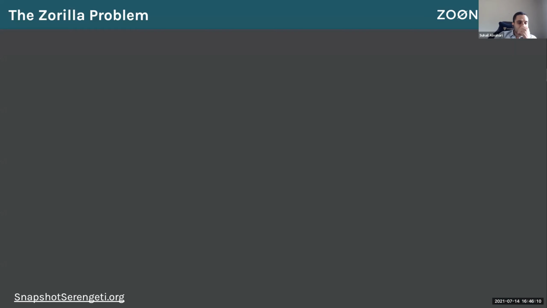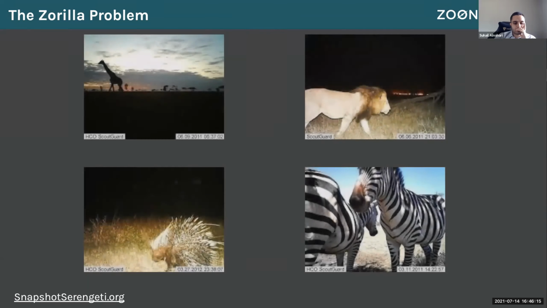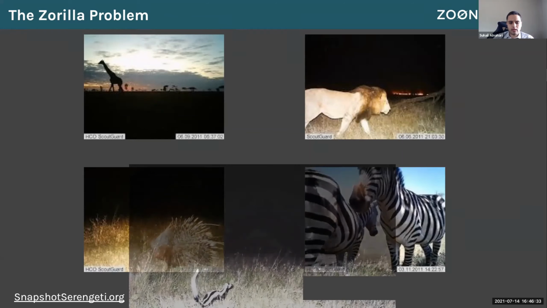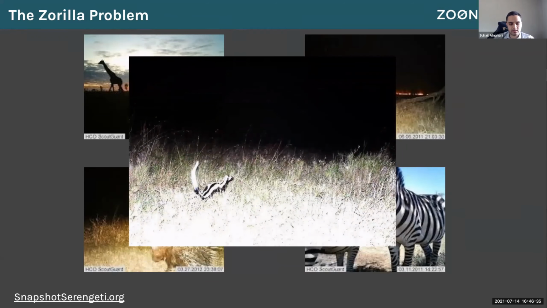So to tackle this, let me first mention the Zorilla problem, which is in case you haven't heard. Let me first start by showing you these images of common species that you might find in the images. And machines are very good at finding common images. But when hit with an image like this, they would probably label this as a skunk or something, depending on what the training data has, because the Zorilla is a very rare animal.